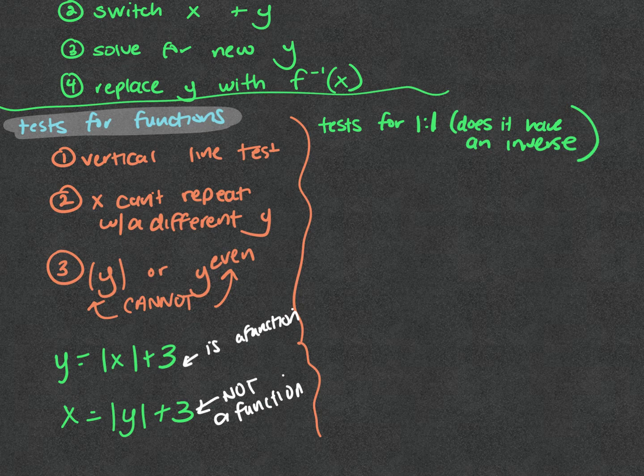The question is usually, is it a function first? Then if it's a function, is it one-to-one? And if it is one-to-one, it means it has an inverse. So one-to-one and does it have an inverse are the same thing, just two different ways. So for testing if it's one-to-one, it's testing to see if you can find its inverse. First, you have to check to see if it's a function. If it's not a function, it can't have an inverse. Yep, so from now it's a horizontal line test.